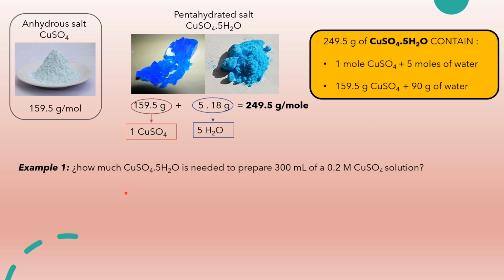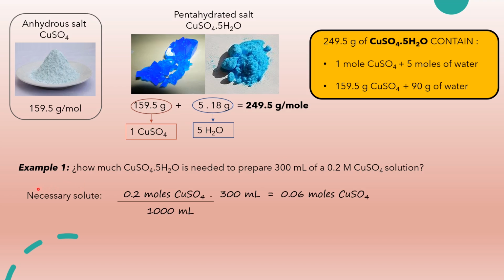For instance, how much hydrated salt is needed to prepare 300 milliliters of a 0.2 molar cupric sulfate solution? First, you calculate the necessary solute. You have to respect the 0.2 molar ratio, so it's 0.2 moles per liter, 1000 milliliters. And you are going to prepare 300 milliliters. So the amount of moles needed is 0.06 moles.